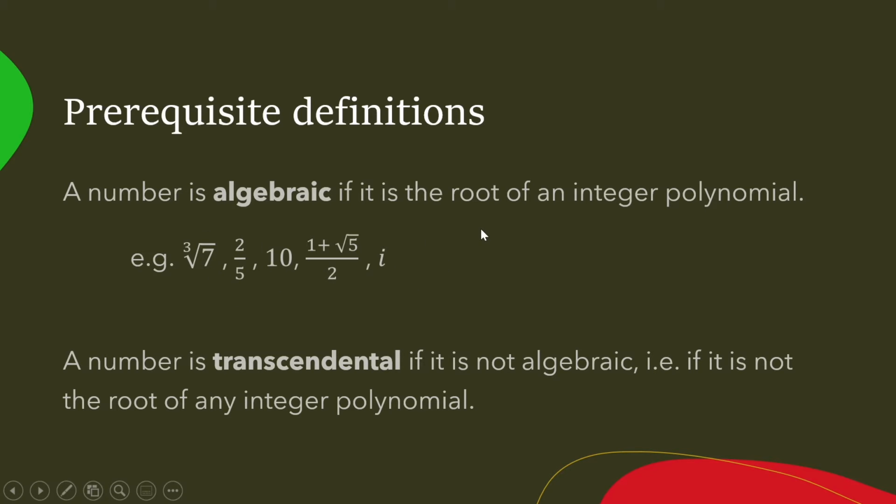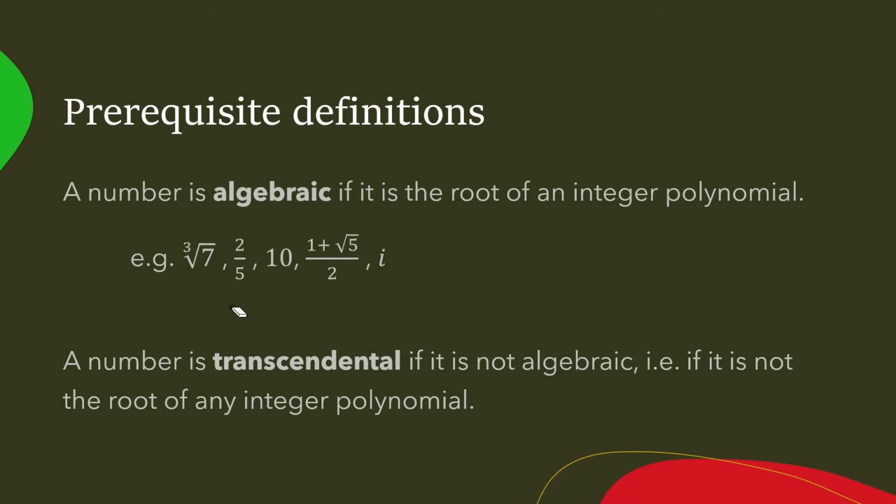The cube root of 7 is an algebraic number because it's the root of the polynomial x cubed minus 7. And this is a polynomial with integer coefficients. That's what an integer polynomial is, by the way. It's a polynomial with integer coefficients. This is certainly an integer polynomial, and the cube root of 7 is obviously a root of this. So that makes the cube root of 7 an algebraic number.